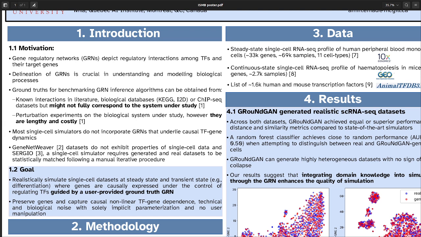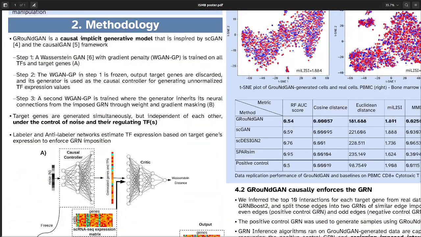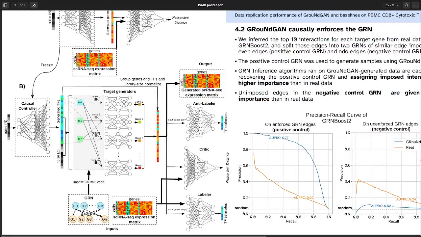In addition to that, we also wanted to preserve gene identities, the pseudotime ordering of cells, and to learn the causal nonlinear TF gene dependence, and also other properties of single-cell datasets such as technical noise, biological noise, all of that, but with no user input and only implicit parameterization. So GroundGAN is a causal implicit generative model, and we'll talk about the doors that opens in a second, and as input accepts a GRN and a single-cell dataset.